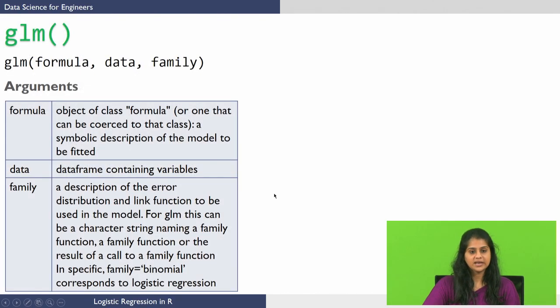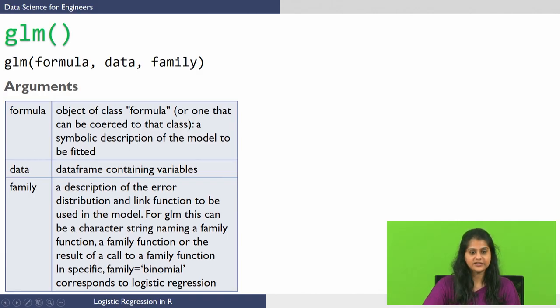So now let us look at the function glm, which we are going to use for logistic regression. glm stands for generalized linear model, and the input to it is a formula, data and family. Formula is basically a symbolic representation of the model you want to fit. In our case it becomes the car type, so it is basically a class.